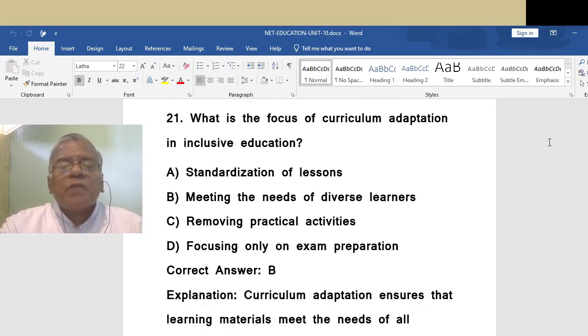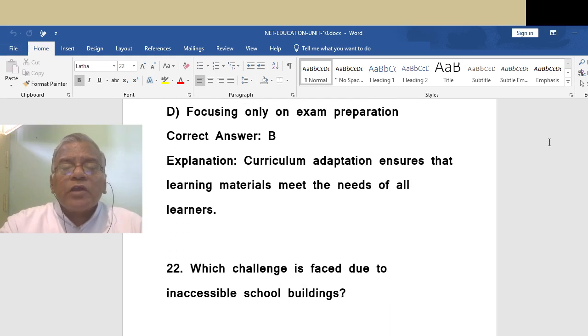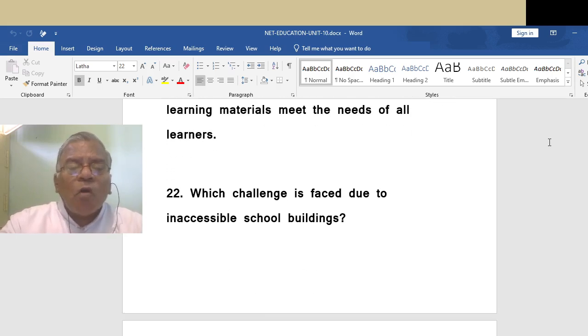What is the focus of curriculum adaptation in inclusive education? Standardization of lessons, meeting the needs of diverse learners, removing practical activities, focusing only on exam preparation. So, what is the focus of curriculum adaptation? That is meeting the needs of diverse learners. Curriculum adaptation ensures that learning materials meet the needs of all learners.